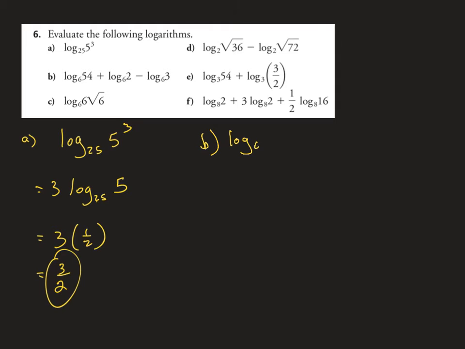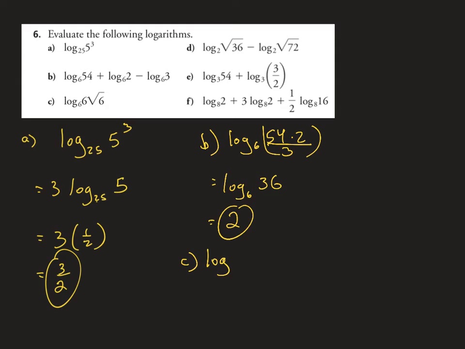Let's do part B. Log base 6 of 54 plus log base 6 of 2, so I'm just going to multiply, minus log base 6 of 3, so I'm just going to divide by 3. There you go. So that's equal to log base 6 of 54 times 2, which is 108, divided by 3, which is 36. And this is just equal to 2, because 6 squared is 36.